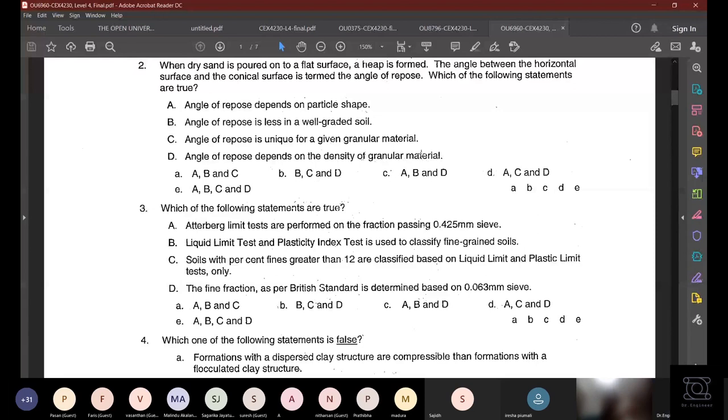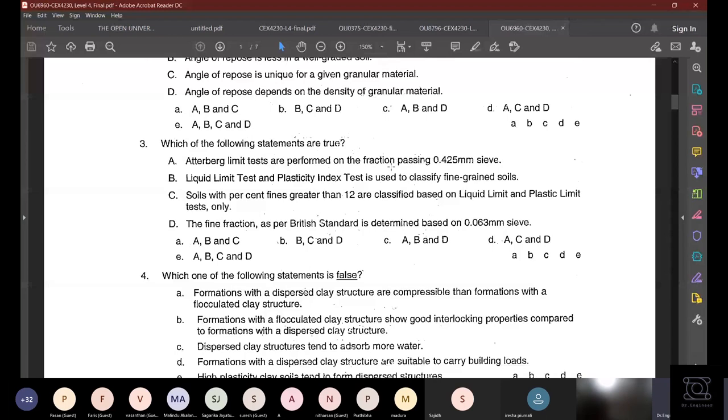Option C, right? So next, again, based on liquid limit and plastic limit, Atterberg limits. Atterberg limits are performed on fraction passing 0.425. Yeah, that is a code. So that is correct. Liquid limit test and plastic index test is used to classify fine grain soils. That is also true. Soil with percent fines greater than 12 are classified based on liquid limit and plastic limit tests only.